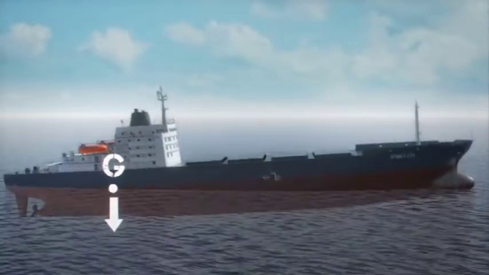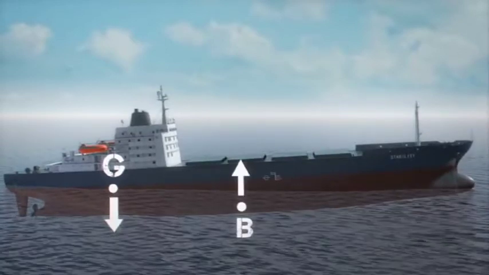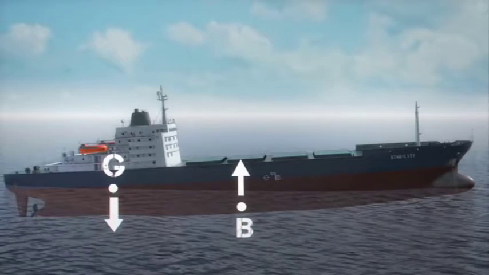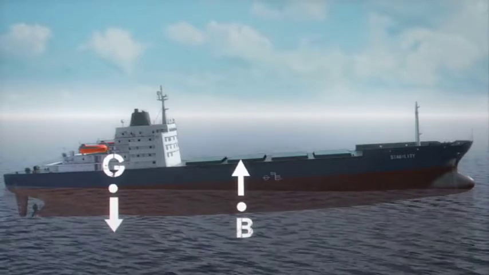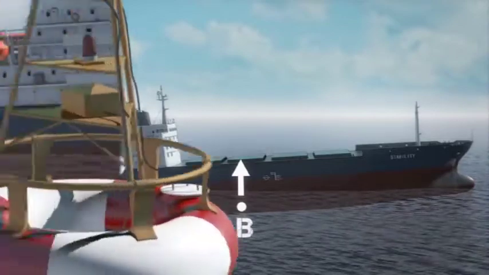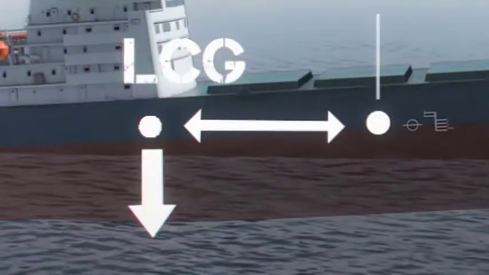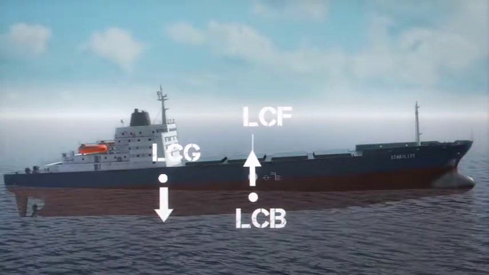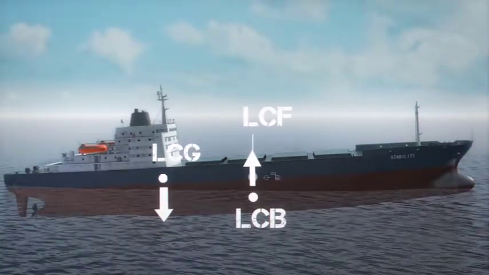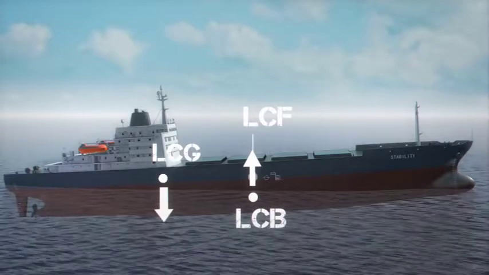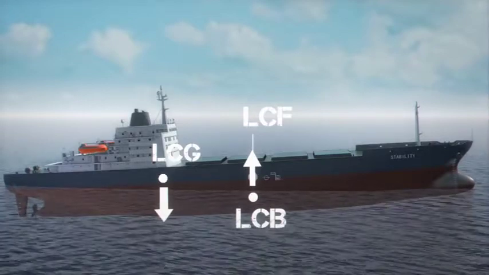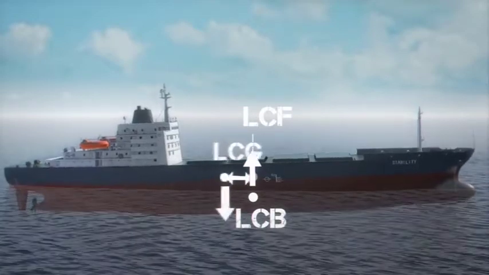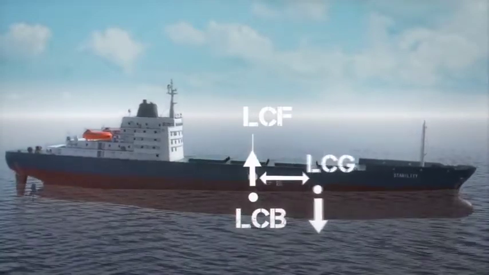The effect of the longitudinal difference between G and B is trim. Trim is defined as the difference between the forward and after drafts. The opposing forces of G and B across the trim arm create a trimming moment that causes the vessel to trim around the LCF. Keep in mind that the deeper draft of a ship's trim will always be on the same side of the trim arm as the LCG.